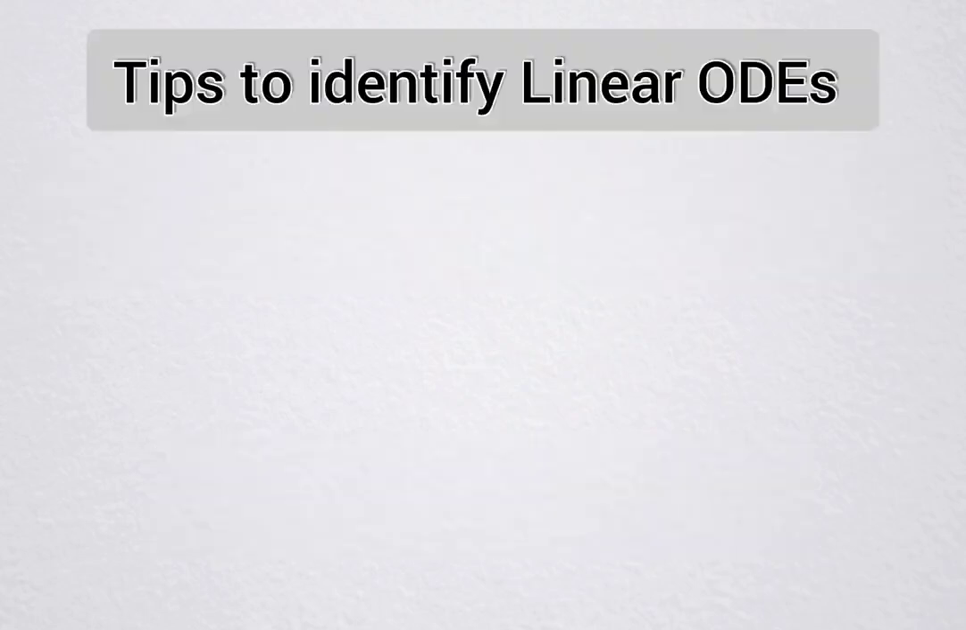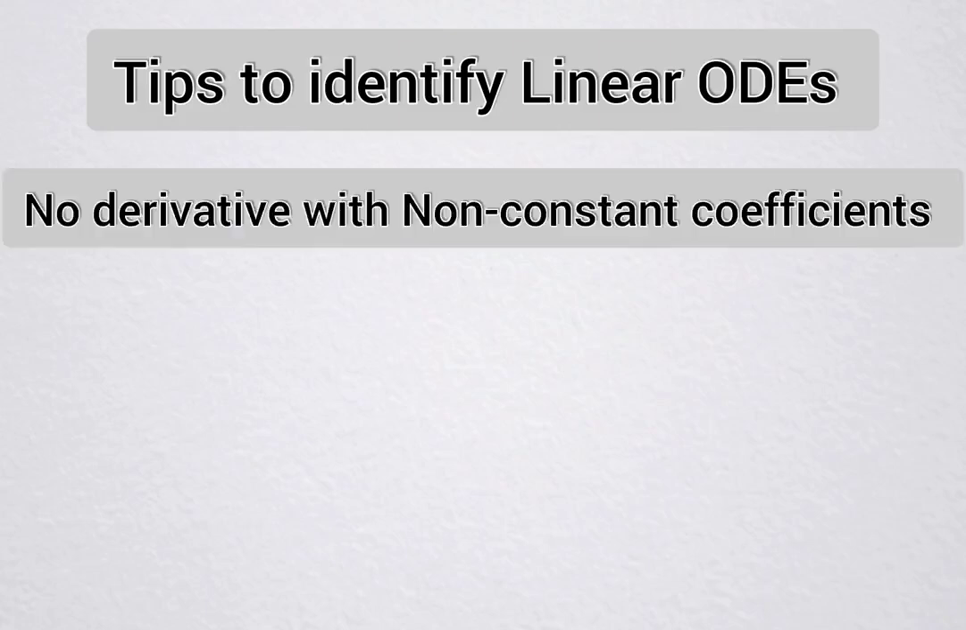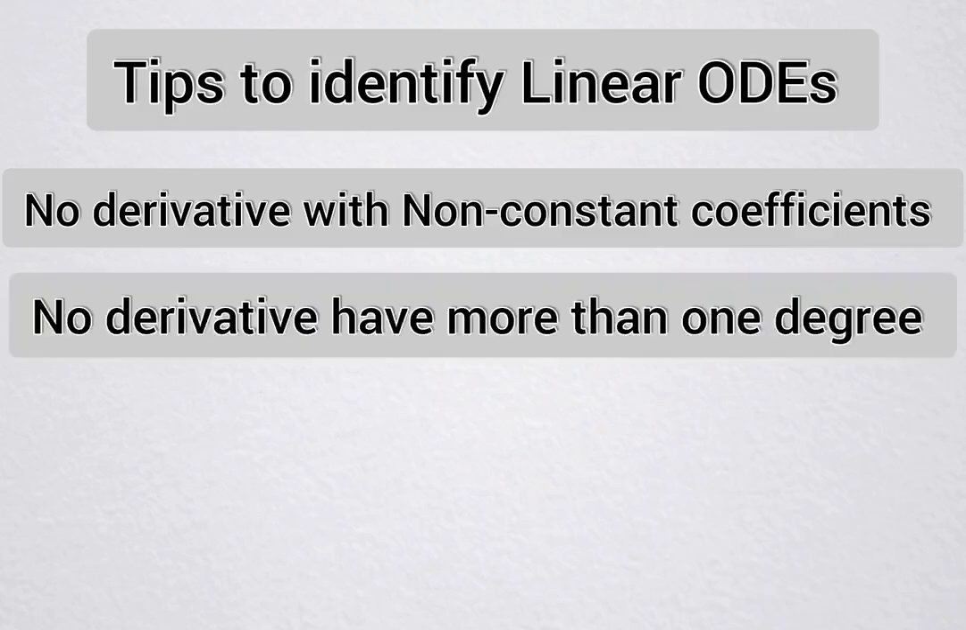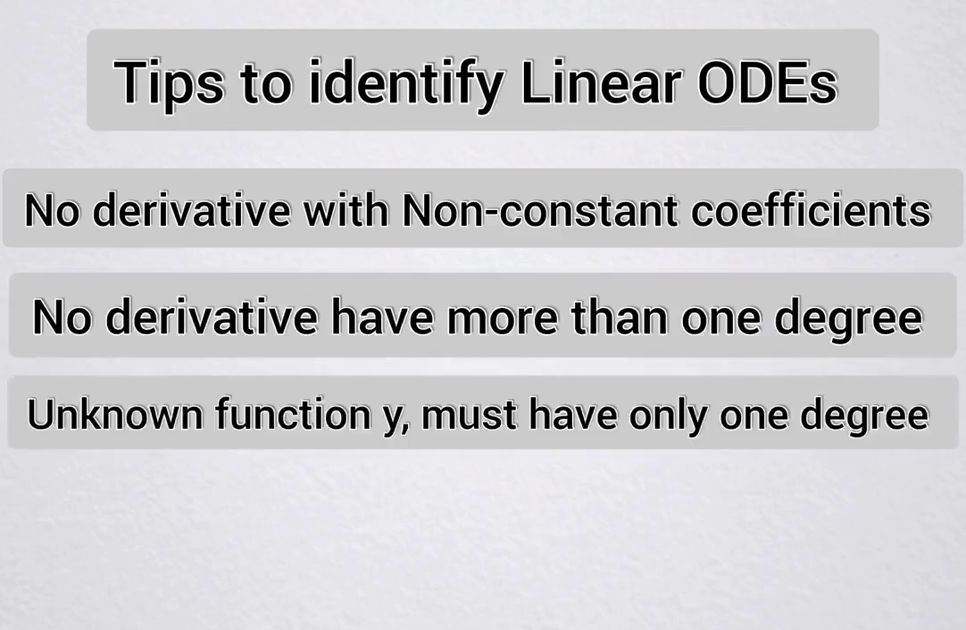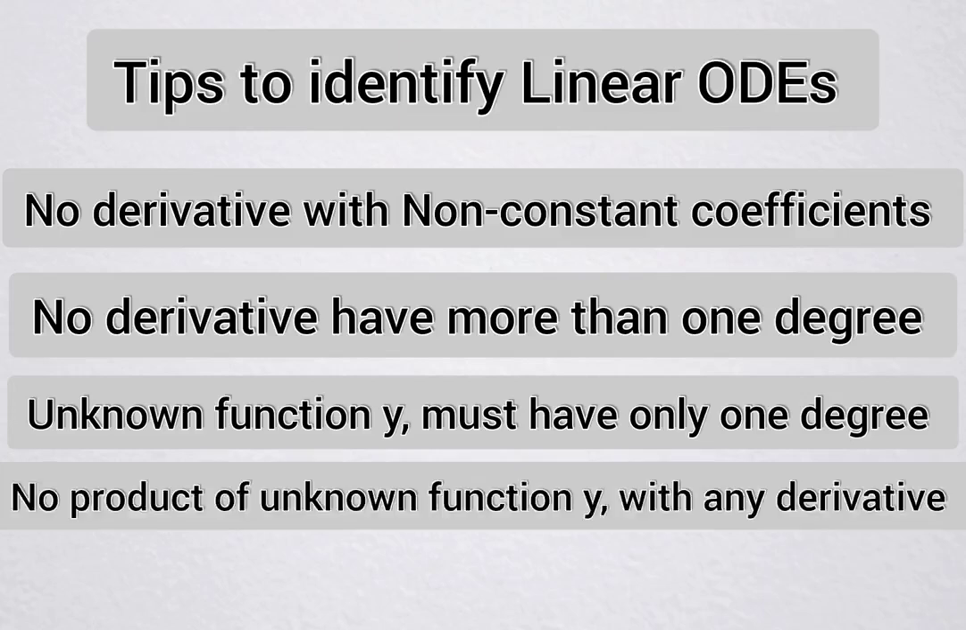So to check if an ODE is a linear ODE, we must take note of the following tips. First, there must be no derivative having a non-constant coefficient. That means all the derivatives must have a constant coefficient. Secondly, none of the derivatives must have more than 1 degree. Thirdly, the unknown function y must not have more than 1 degree. And the last thing is there must be no product of the unknown function and any derivative at all in the given ODE. If all of these four tips are observed, then we can say the ODE is a linear ODE. If otherwise, then it is a nonlinear ODE.